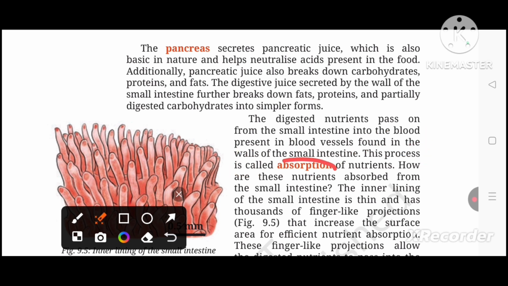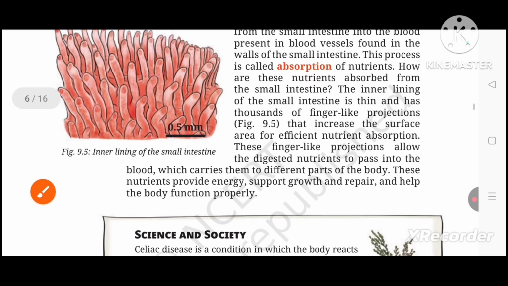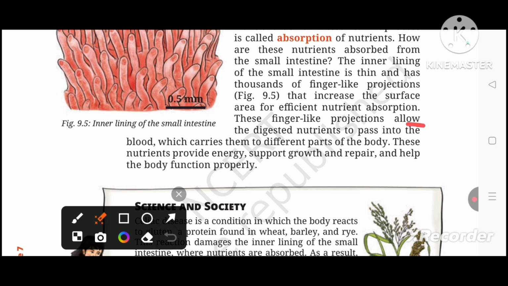This process is called the absorption of nutrients. How are nutrients absorbed from the small intestine? Let us investigate. The inner lining of the small intestine is thin and has thousands of finger-like projections that increase the surface area for efficient nutrient absorption. These finger-like projections allow the digested nutrients to pass into the blood, which carries them to different parts of our body. These nutrients provide energy, support growth and repair, and help the body function properly.